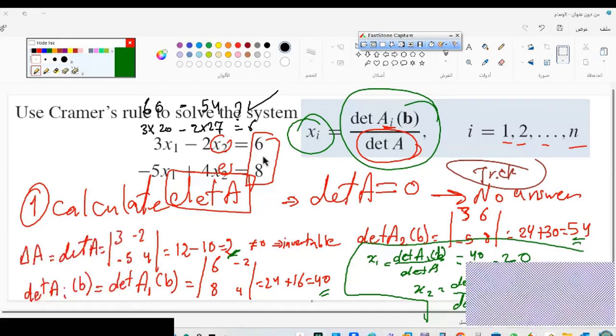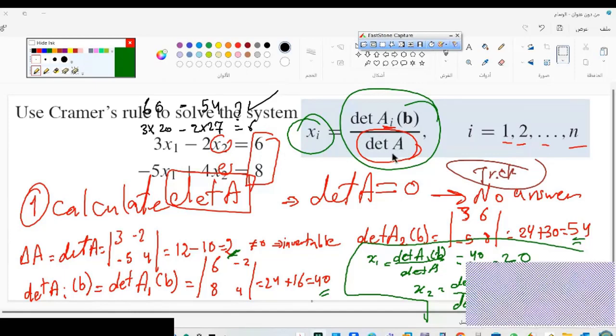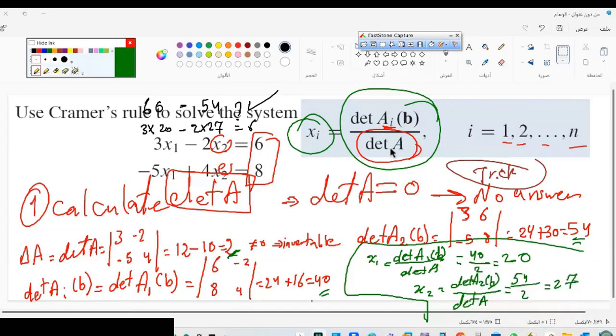This is Cramer. Cramer said that xi is the determinant of Ai(b) over det A. This is the Cramer rule. Is it clear? So in Cramer, you have to calculate det A, det A1, det A2, det A3, then x1 is det A1 over det A, x2 is det A2 over det A, x3 is det A3 over det A. This is Cramer.